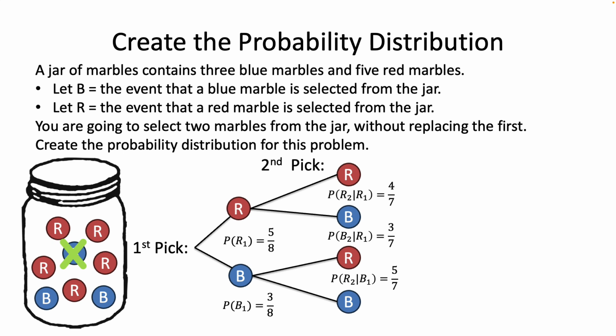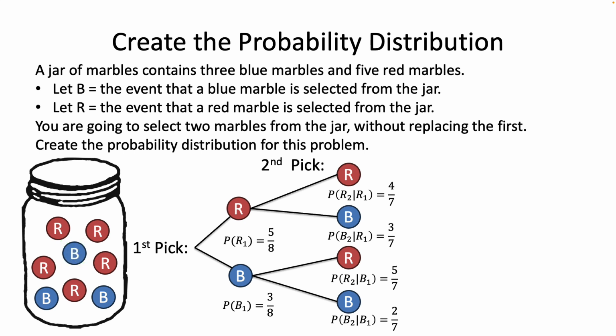For the last branch on our tree, we need to find the probability that the second marble is blue, given that the first marble was blue. So there are only 2 blue marbles left in our jar out of 7 total. So this probability would be 2/7.